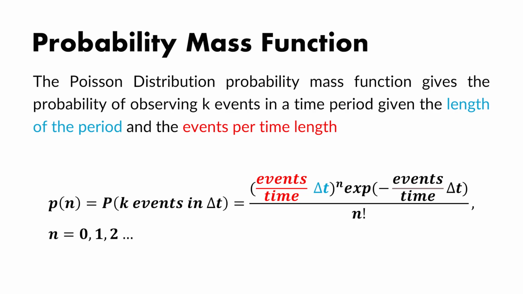Importantly, the Poisson distribution probability mass function has this shape, and it gives us the probability of observing a certain number of events in a given period, given two parameters. You have to pass to the function two parameters, the length of the period that you observed and the number of events that you observed during that period of time.